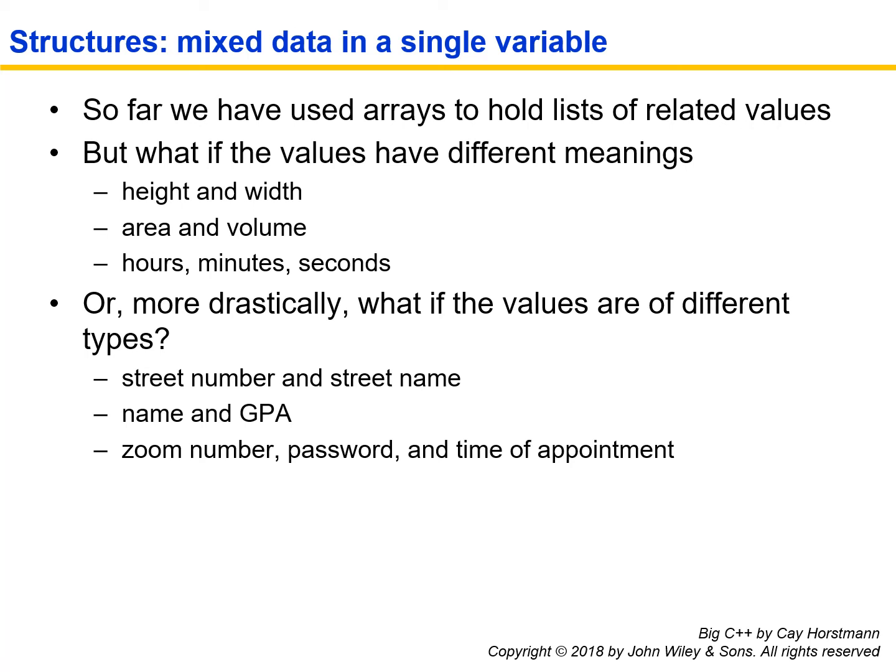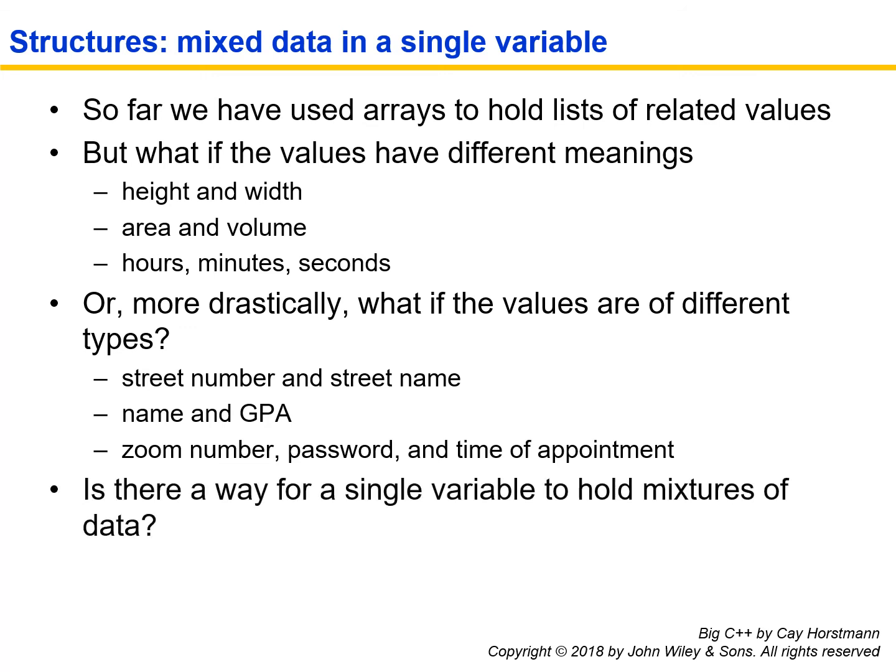because they're different types. Now we could create parallel arrays where you have an array of street numbers and an array of street names, and the entry at numbers at 2 goes with the entry at names at 2, right? But that also gets complicated to deal with. What if we could have a single variable that held mixtures of data? Okay, in C or C++, we call that kind of variable a struct.